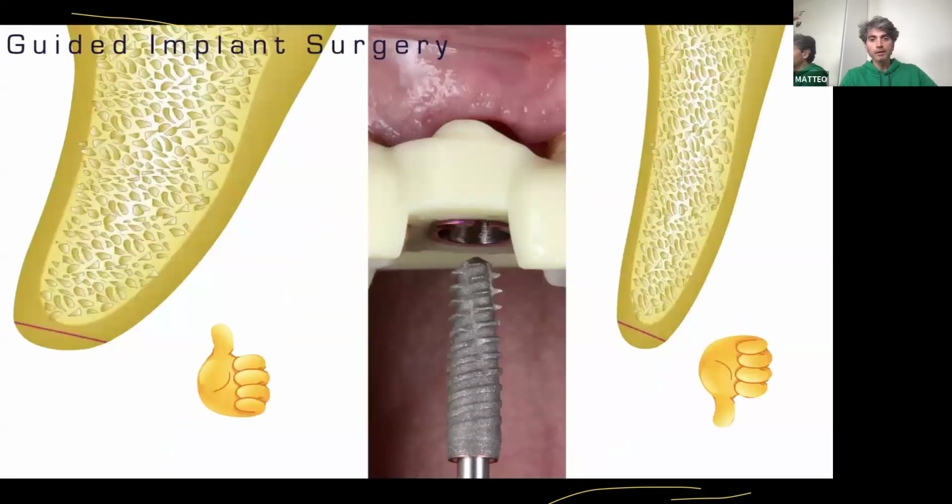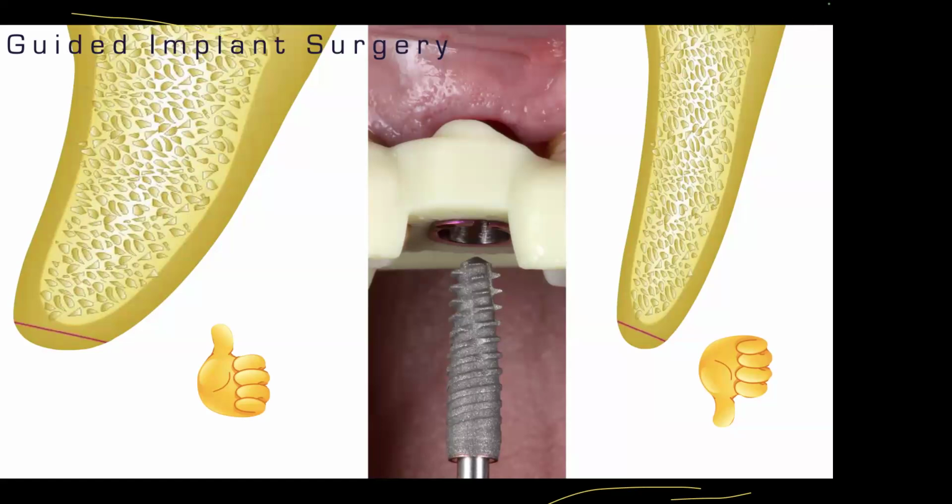Okay. So if we know that we have some deviation with guided surgery, we tend to use guided surgery with wider crest than narrow. With a wider crest, taking this error into account, we feel more comfortable than in situations with limited bone width.